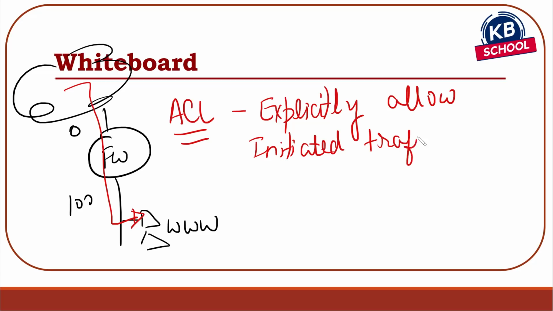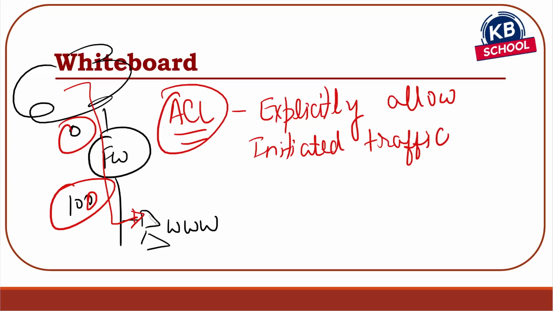This is when traffic is coming in from where? Low to high. So by default, all traffic coming from low to high is blocked. If you do want to allow it, you need to explicitly do a permit statement to allow that traffic that is initiated from the outside to come in. The ACL will also help me for that ping traffic.